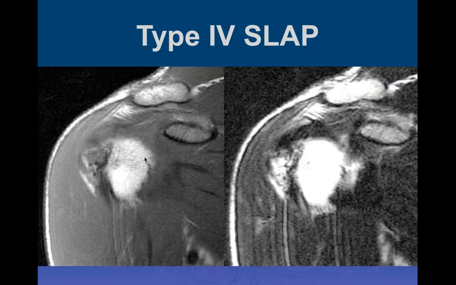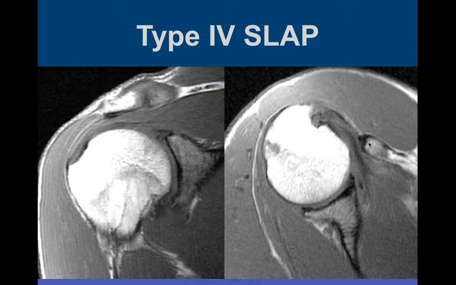That's a type 4 slap tear. Here's just another one. We can see sometimes on the oblique coronal images abnormal signal within the proximal biceps. This is on the T1. This is on the T2. The PD fat sets are probably the best to look for that.